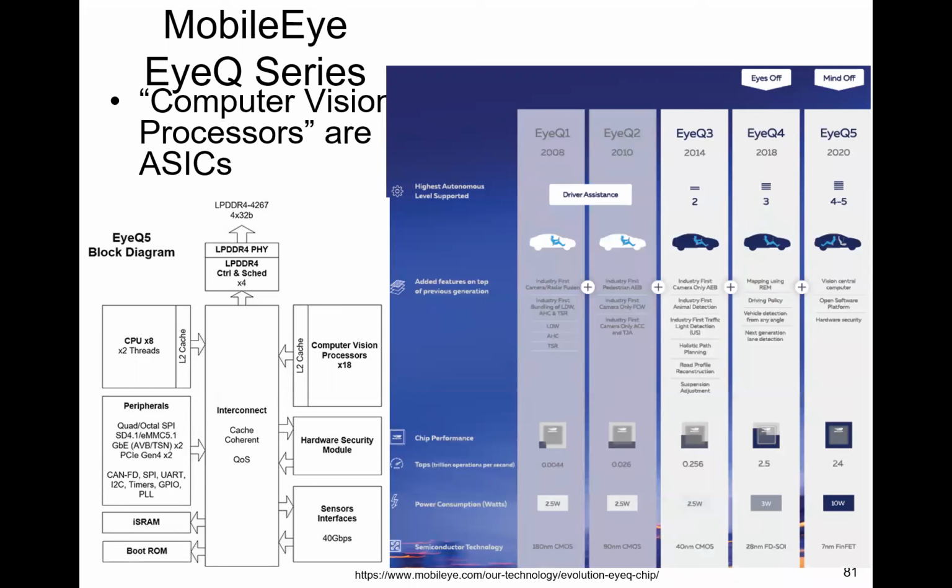So Mobileye is a key player in computer vision for AD perception. They provide ASICs for different purposes, from the early products for driver assistance to the latest products for highly autonomous driving. So here's the overall architecture: 8 CPUs, and computer vision processors. These are the ASICs, and other security and other modules.